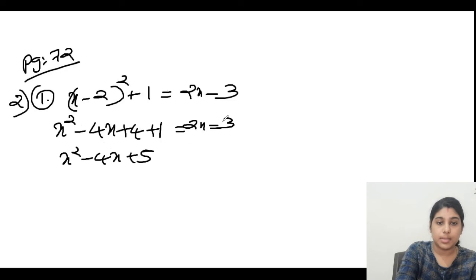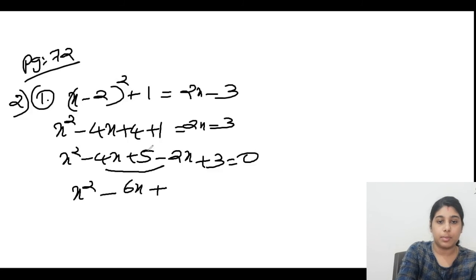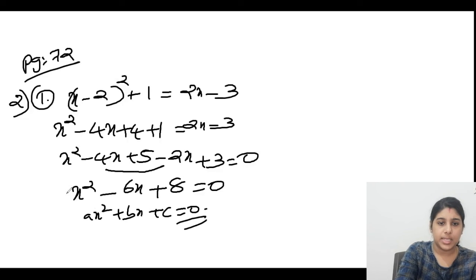Then this plus 2x will become minus 2x here and minus 3 will become plus 3 here, is equal to 0. We can rearrange: x square, this will together combine to form minus 6x, plus 5 plus 3 will become 8, is equal to 0. So this is in the form of ax square plus bx plus c is equal to 0. No problem. Here a is equal to 1, b is equal to minus 6 and c is equal to 8. So this is a quadratic equation.